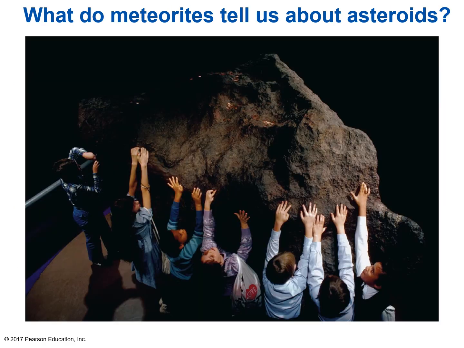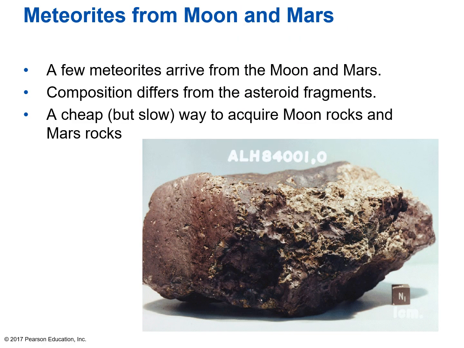Here's a picture you saw in the previous video: the children gathered around meteorites. And so we're going to look at, what do meteorites tell us about asteroids? Remember that a meteorite is a piece of rock that has fallen from space. So we can explore asteroids by finding them as the remnants have fallen onto the Earth.